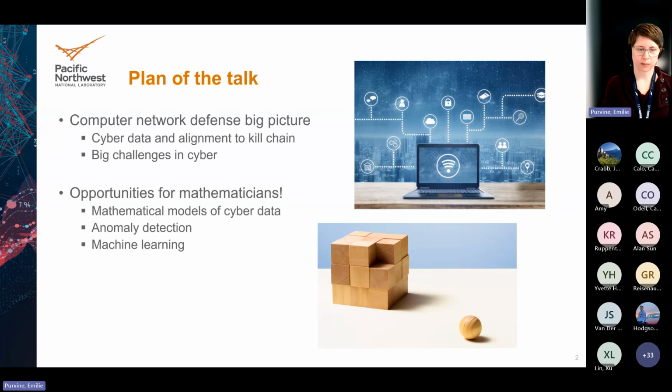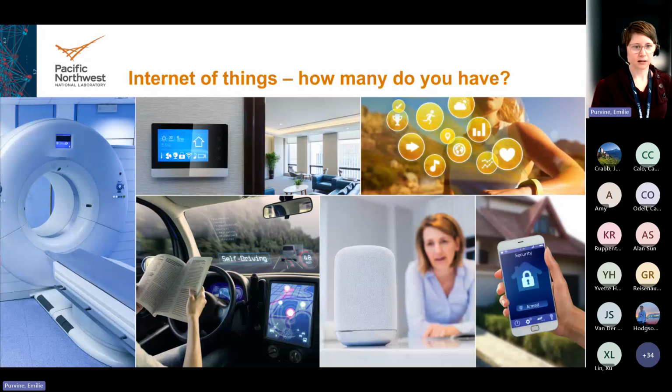Then I'll spend the majority of the time talking about opportunities for mathematicians, mostly the work that we've done here on addressing some of these opportunities: mathematical models of cyber data, some anomaly detection, and at the end, a little bit of an application of math together with machine learning. So let's dive right in.